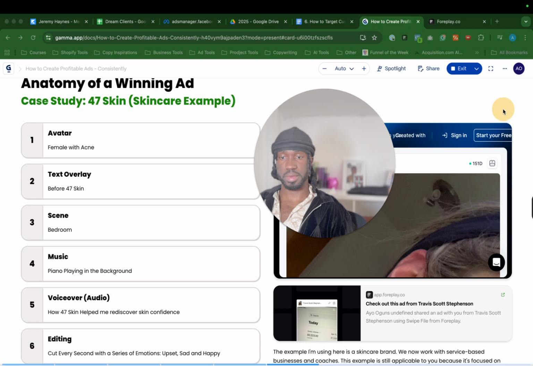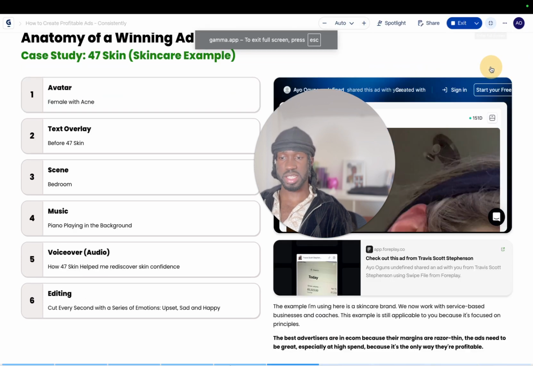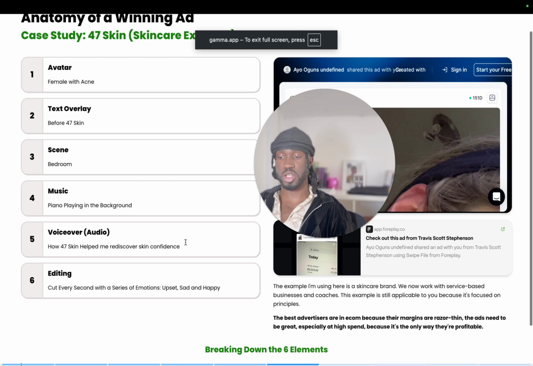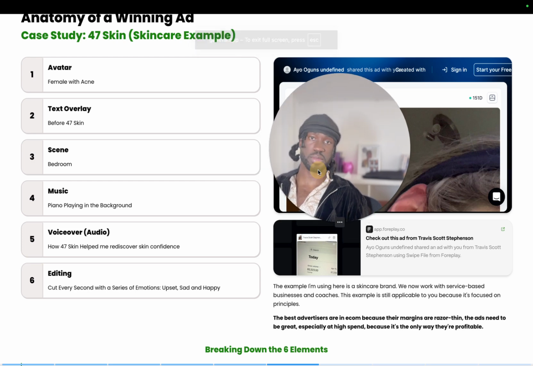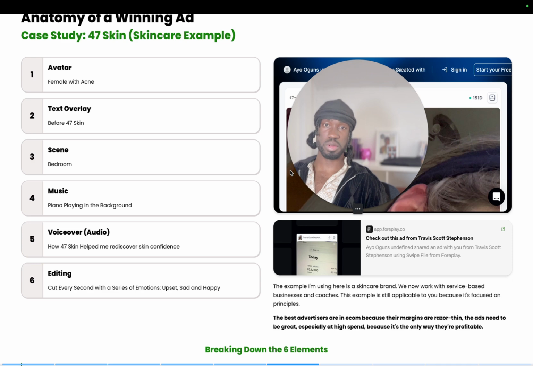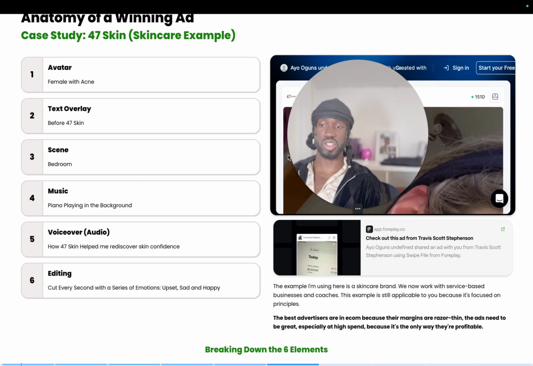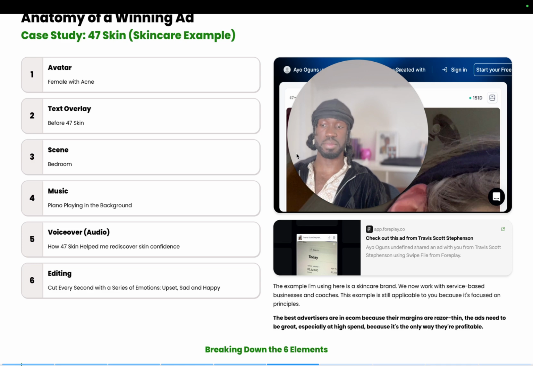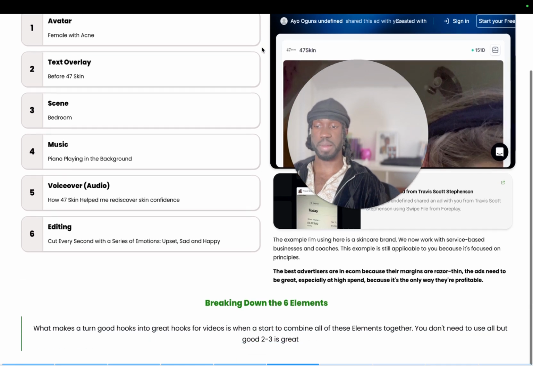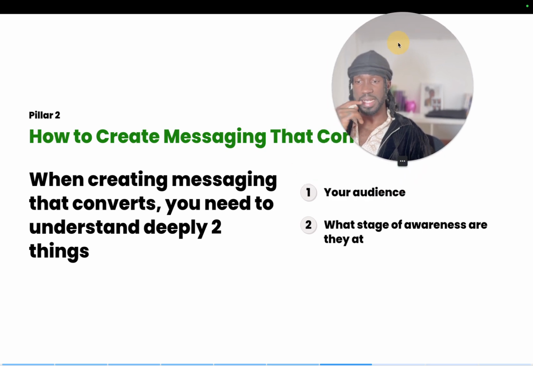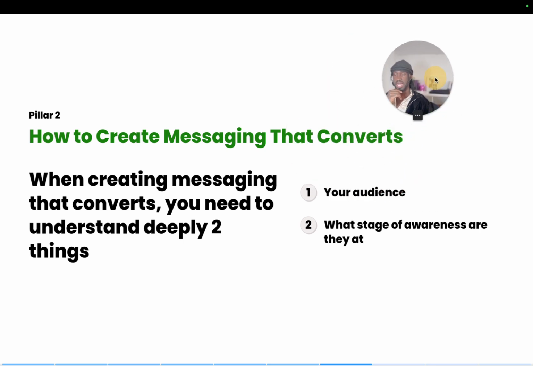Okay, so that's how you hijack attention with your ad, and especially in the first three to 5 seconds, because this is the most important part of your ad, where you probably should be spending the most of your attention, because this is how you grab people in the hook. If you've got the hook down pat, then you have a good chance of the rest of your ad being successful, right? Now the next thing is how to create messaging that converts.